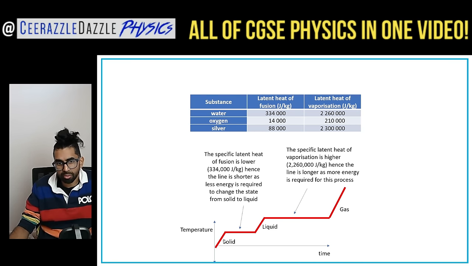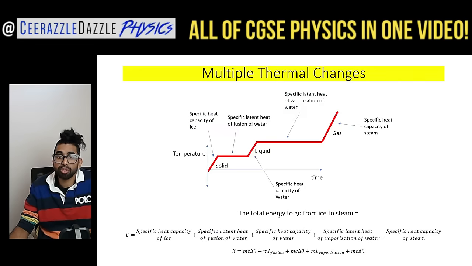So on my graph, we can see that this horizontal bit over here corresponds to the specific latent heat of fusion. So that's why the line is like this. The line is longer for this one over here. Why? Because it's vaporization and you require more energy. So look, for the water one, that's why it's 334,000 joules over here. And look, this requires more energy, hence why the horizontal line is longer. Make sure that you can actually identify them on your temperature and time graph. Multiple thermal changes.